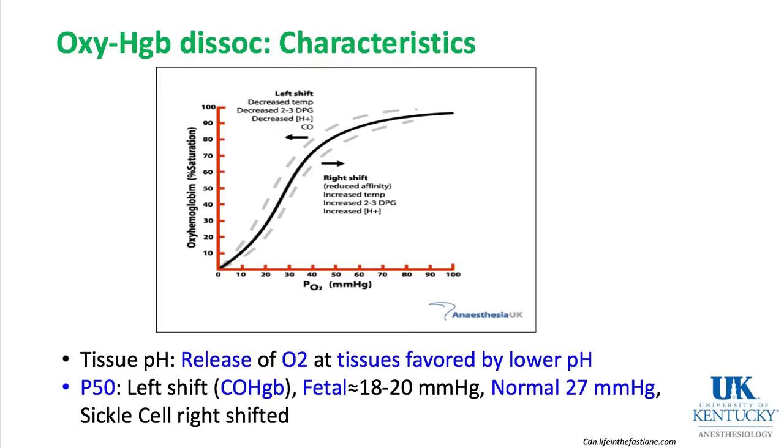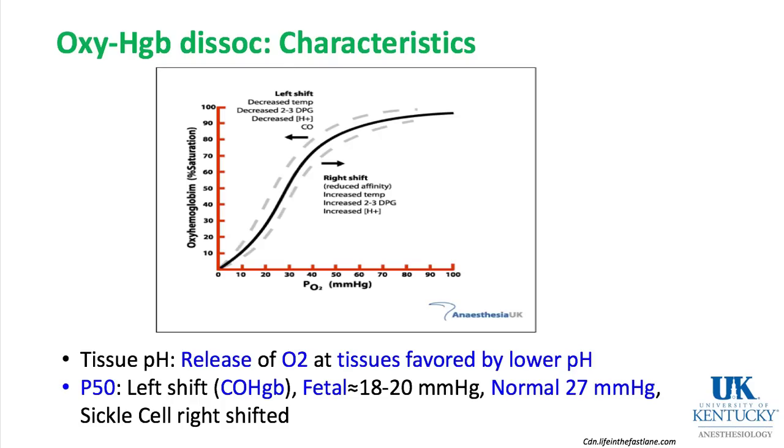Large amounts of transfused blood lowers 2,3-DPG, so there's less release of oxygen to the tissues. An alkalotic state and carbon monoxide also shift the oxyhemoglobin curve to the left. So if a normal P50 is about 27 millimeters of mercury, some things that make it go far to the left are fetal hemoglobin, which has a P50 of 18 to 20. It wants to grab on to oxygen and hold on to it.